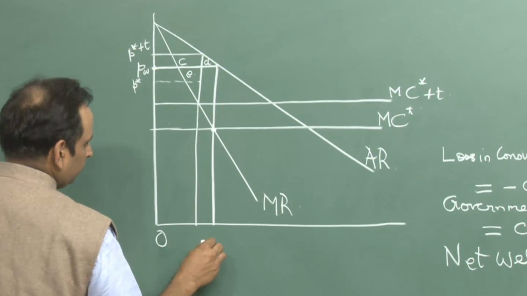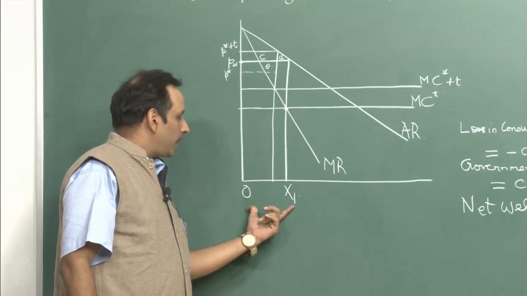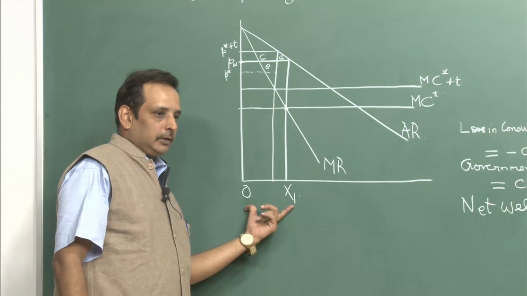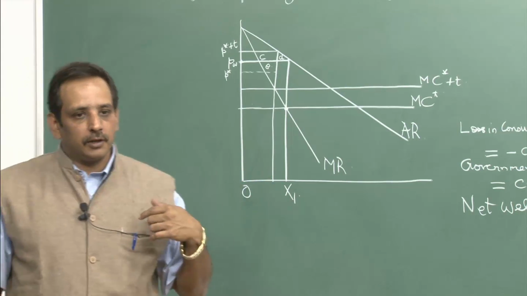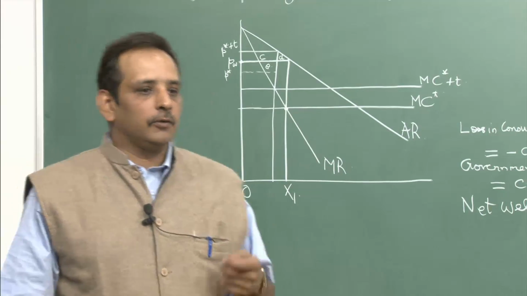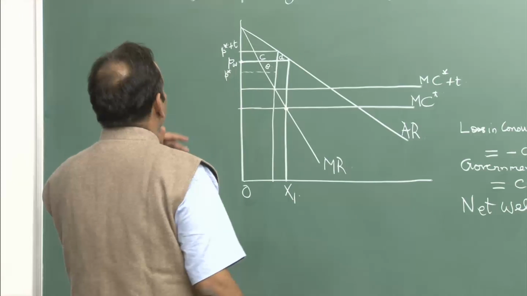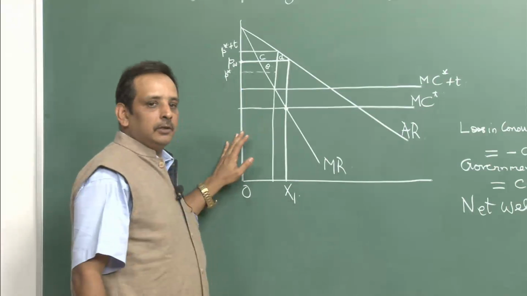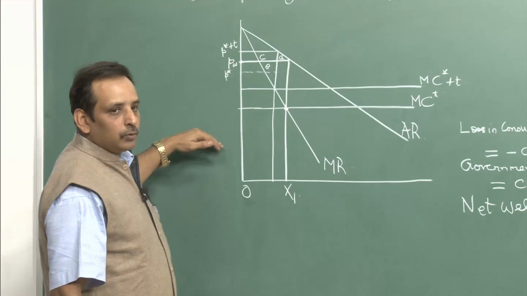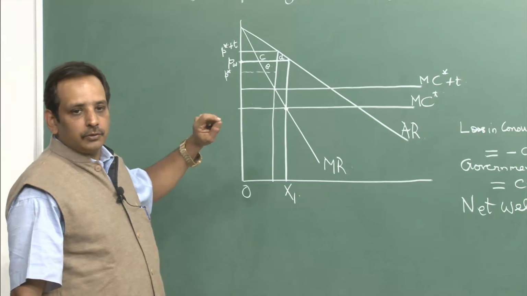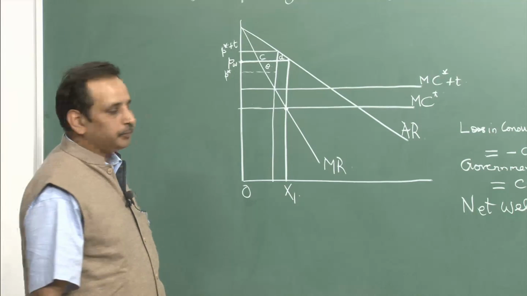So this is the good, X1 is the good which is provided by the foreign monopolist. So whatever is exported by this foreign monopolist becomes the imports for the home country. Now this country imposes tariffs. So home country imposes tariffs when there is only one producer of that particular good who is a foreigner.